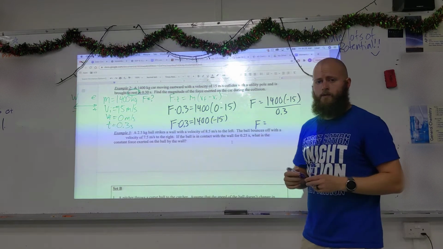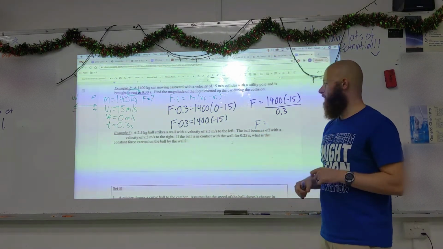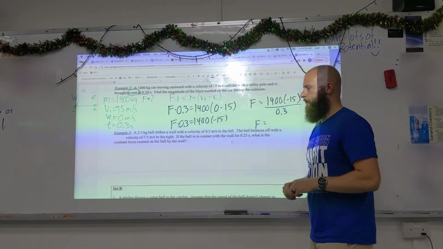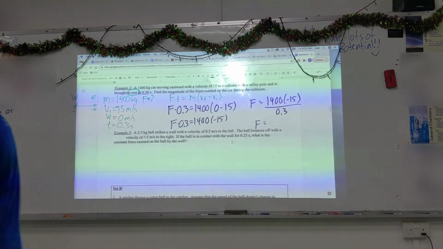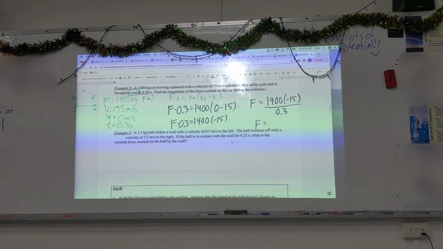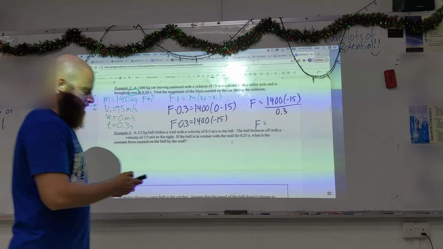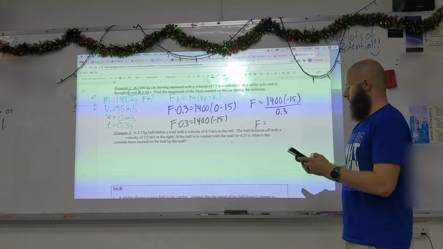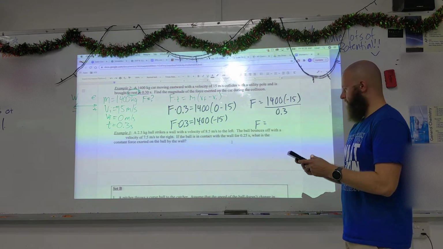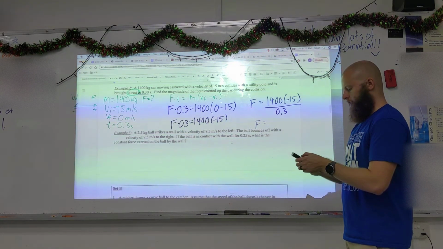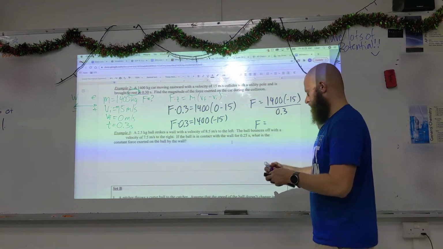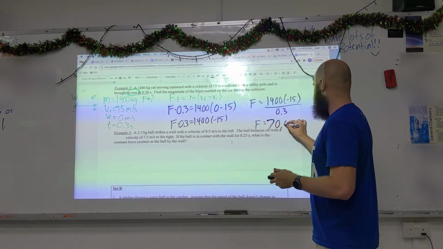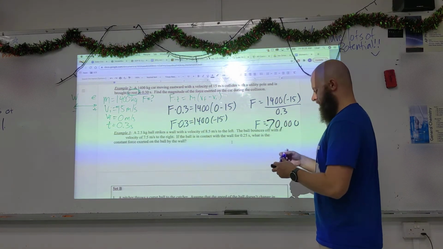Okay, so this is the part where you're going to pause, take out your calculator, and solve for F. I'm actually going to grab a calculator as well, so I can find a number for F2. Okay, so 1400 times 15 divided by 0.3, and I get 70000. I get a negative.